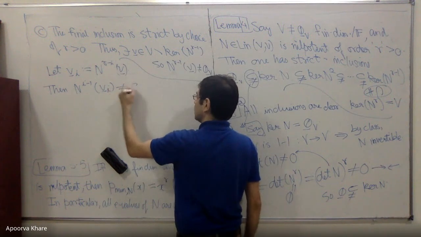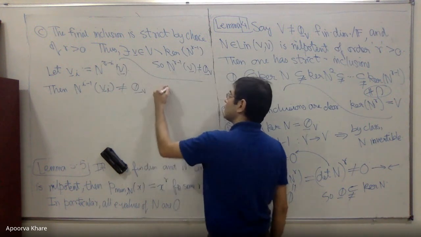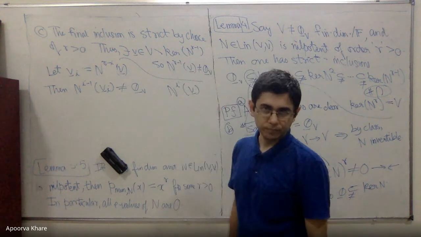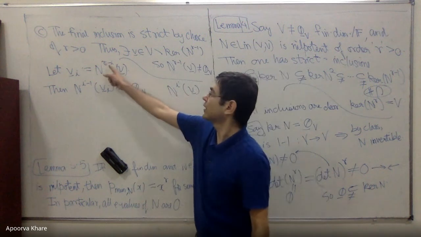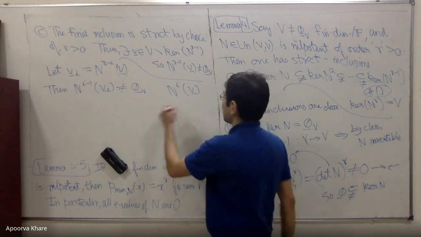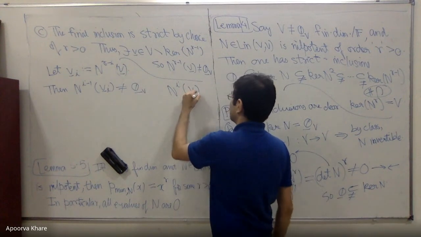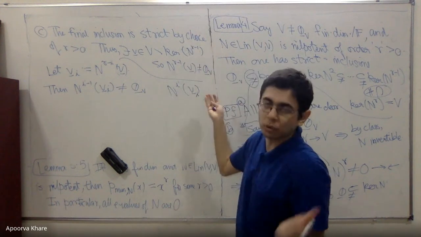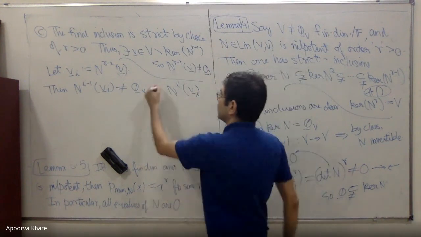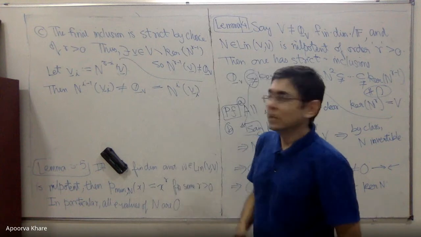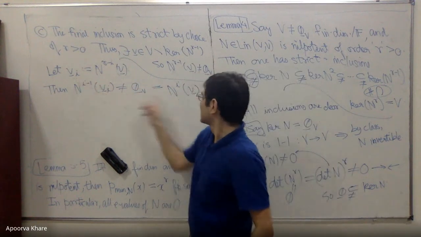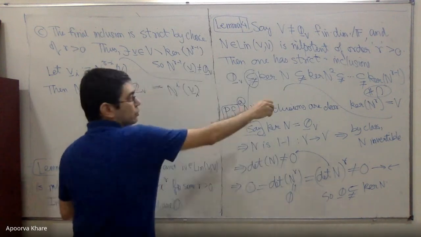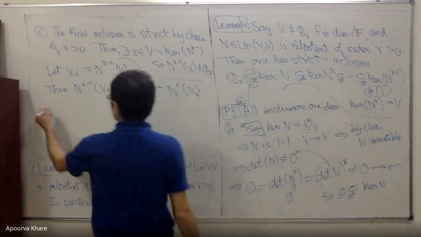On the other hand, what about n to the i applied to v_i? That is n to the i applied to n to the r minus i applied to v, which is n to the r applied to v, and of course n to the r is 0. So this is 0. Therefore, you have a vector v_i which is in the kernel of n to the i, but not in the kernel of the smaller power. And that proves that every single inclusion is strict.